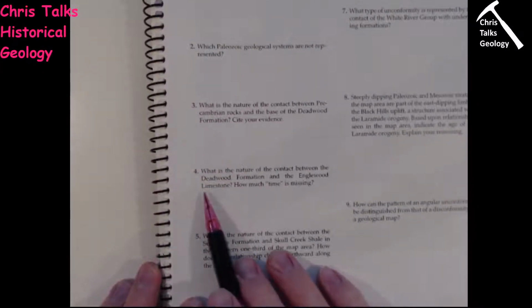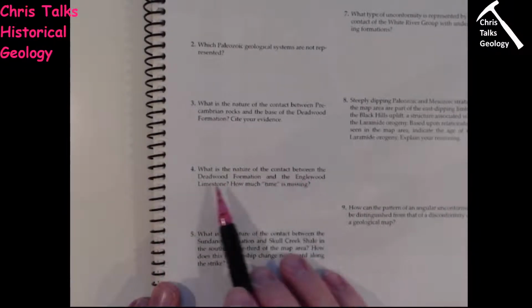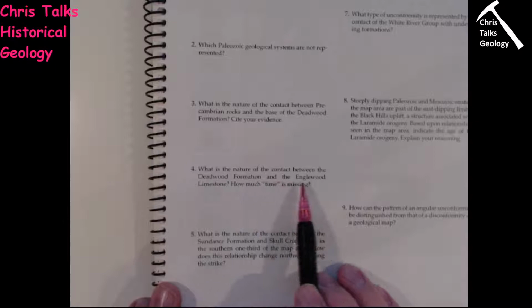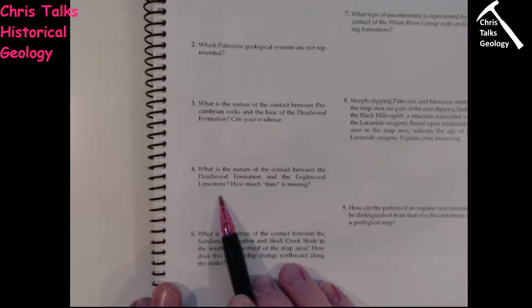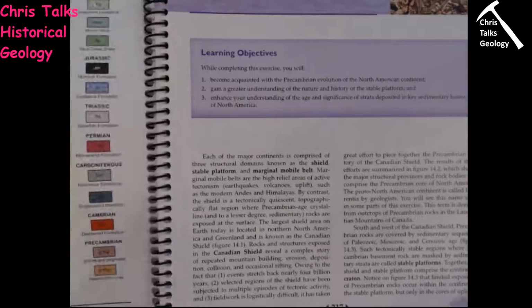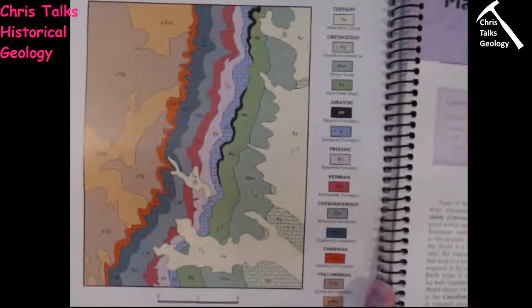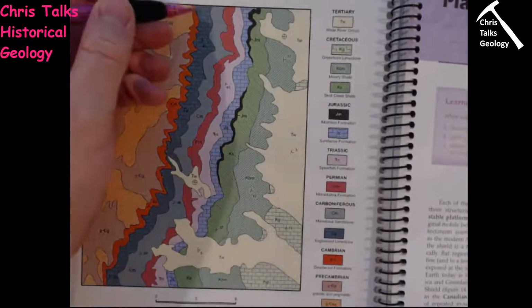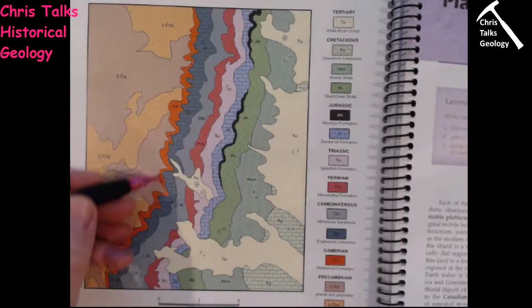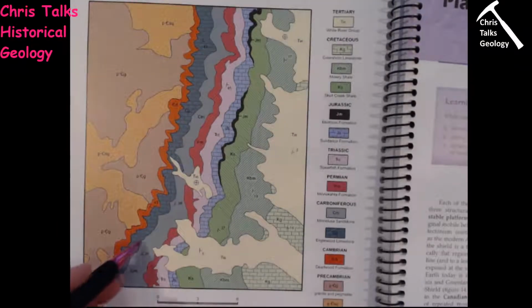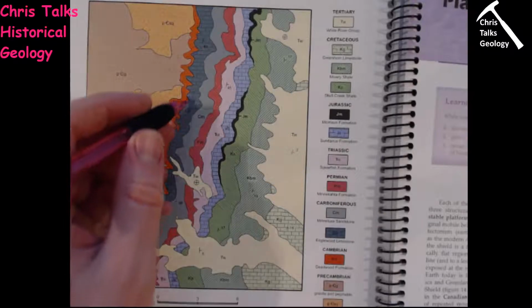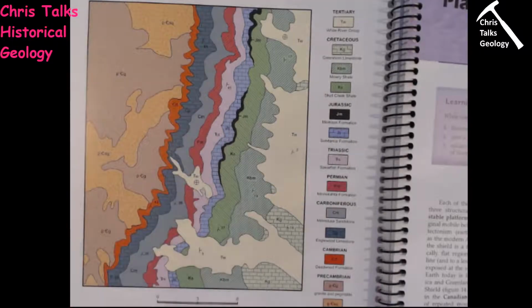Question 4. What is the nature of the contact between the Deadwood Formation and the Englewood limestone? How much time is missing? Okay, contact between the Deadwood Formation and the Englewood limestone. All right, where are we now? Let's find out. Well, we know the Deadwood Formation is this orange line here. And the Englewood Limestone is this green line, this green bed coming up there.